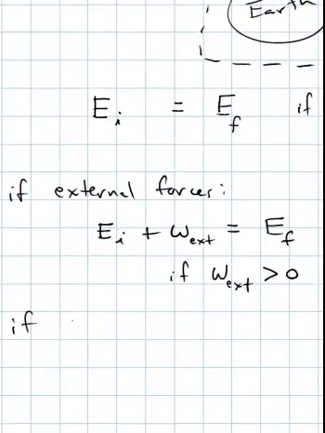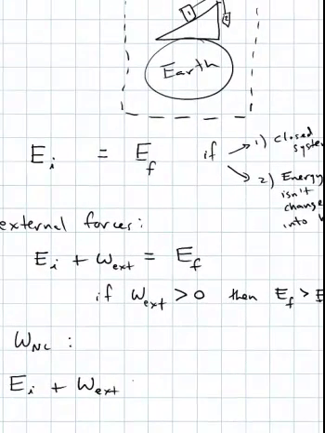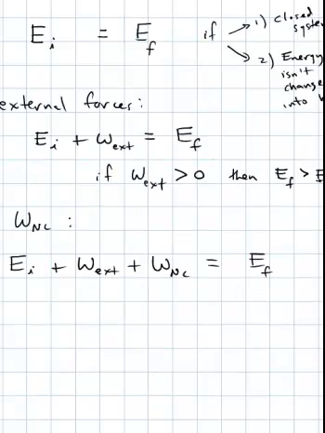Now, let's take a look at the work done by non-conservative forces, friction, air resistance. And we can modify this equation one more time. We have initial energy plus work done by external forces plus work done by non-conservative forces equals our final mechanical energy. And what I want to do is think about this for a second. Does it make sense? Work done by non-conservative forces. How does that change things?